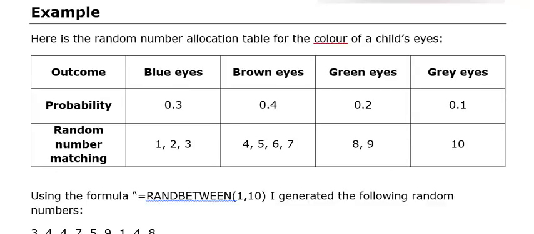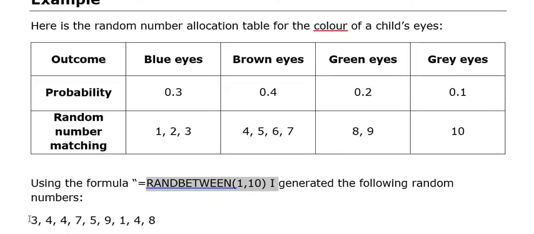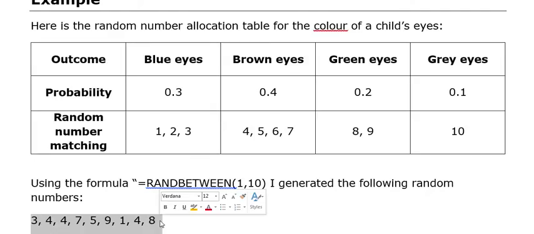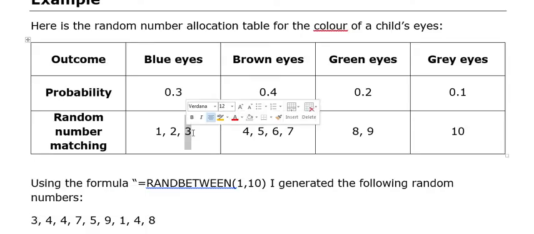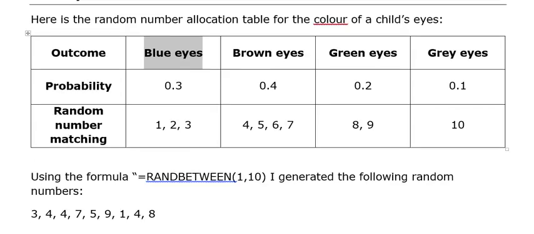So here was our random number allocation. I then went into Google Sheets and I used our formula ran between 1 to 10 and I generated some random numbers. So here are the random numbers that I generated. So I've got a bunch of different numbers and I now need to interpret what each of these numbers represents. So the first number that I generated is the number 3. I'm going to match that up to my table here, and the number 3 represents a child who has blue eyes. So the first child that I'm simulating is a child with blue eyes.